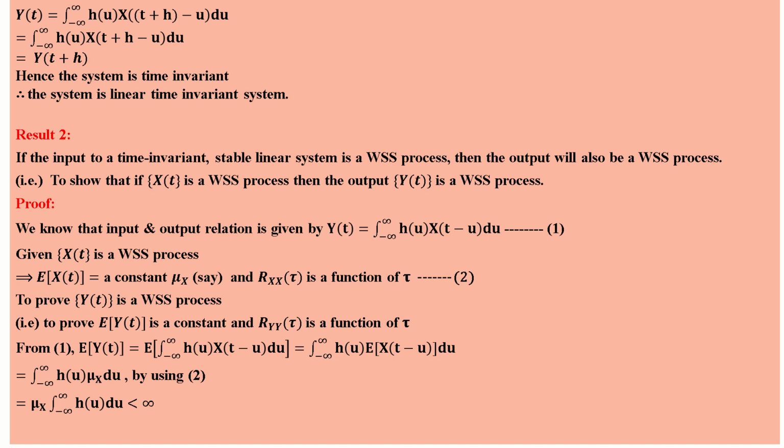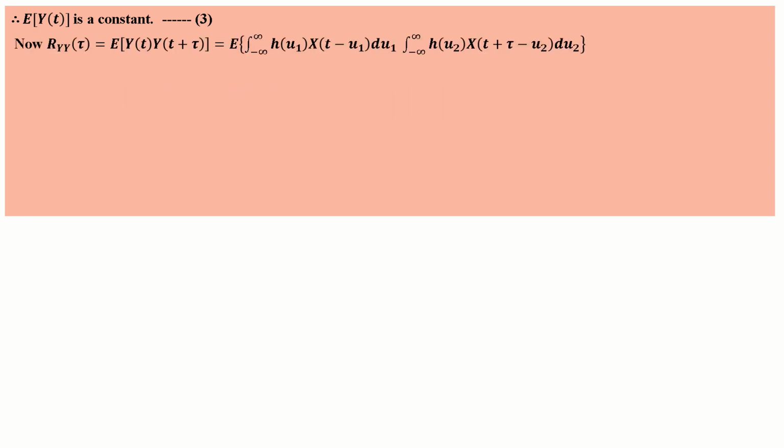Mu x is a constant, so taking it outside the integral, we get mu x times the integral from minus infinity to plus infinity of h(u) du, and that is finite. Given the system is stable, bounded inputs give bounded outputs. That is the rule. If x(t) is bounded, then y(t) is also bounded, so stable. Therefore, E of y(t) is a constant, equation number 3.